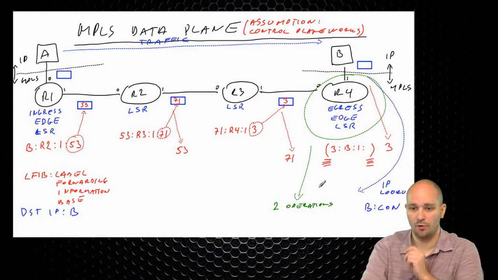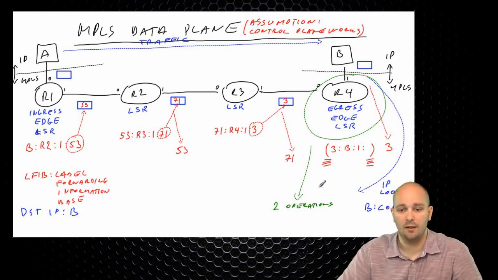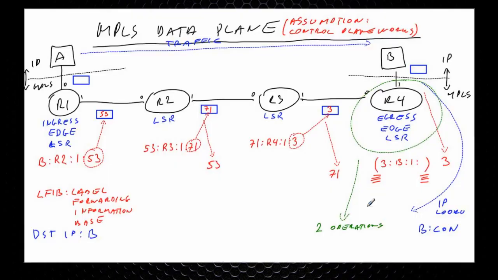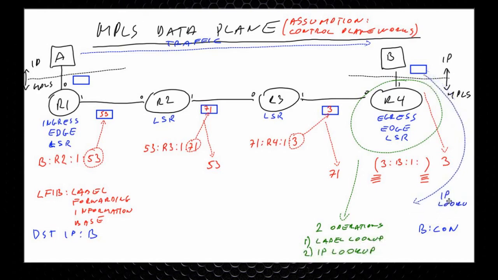Sorry, maybe you're not actually seeing this, so let me just do this. So we have two operations. One operation is label lookup, and the other operation is IP lookup. So this is not exactly the most optimal configuration of it all. So this is not the best thing. These two operations are suboptimal.